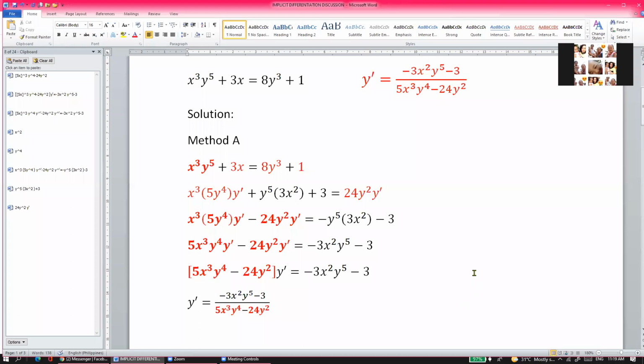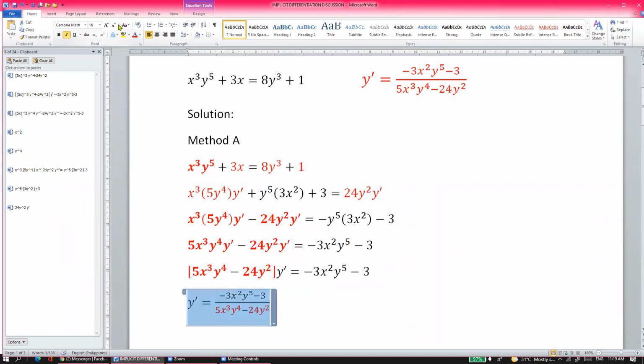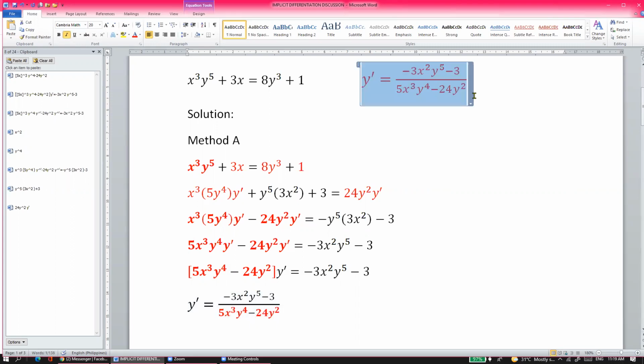Now as we can see, this is our final answer. This is our derivative using implicit differentiation process. Nakuha ba natin yung target natin? Nagparehas ba yung sagot?